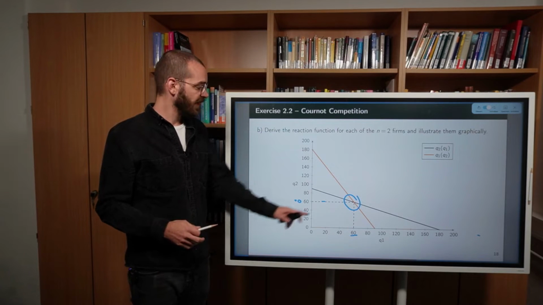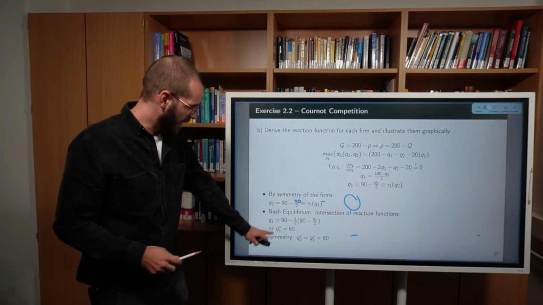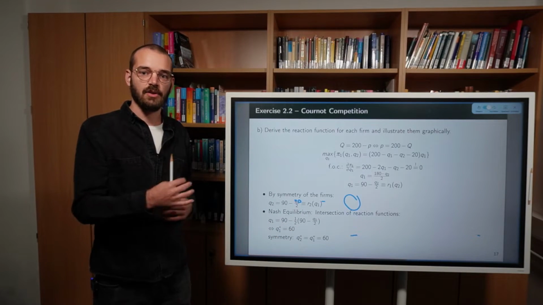Conceptually, of course, finding the intersection is exactly the same as calculating by substituting these functions into one another.